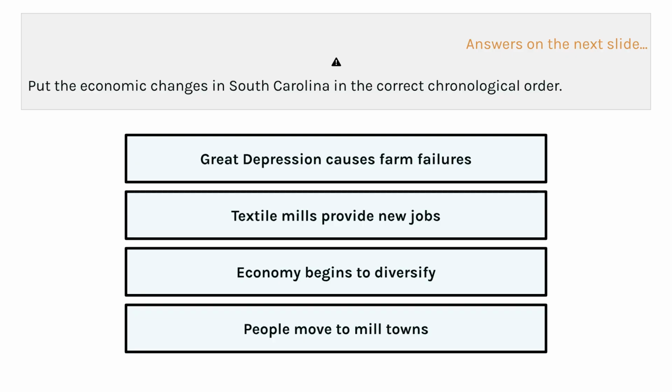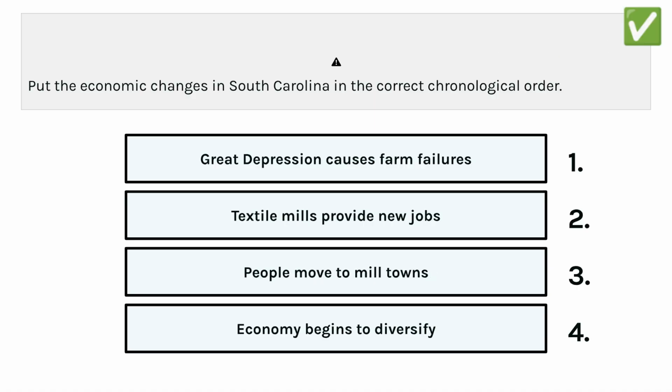Now let's put the major economic changes in South Carolina in the correct chronological order. Think about when each event occurred relative to the others. The correct chronological order is: 1. Great Depression causes farm failures. 2. Textile mills provide new jobs. 3. People move to mill towns. 4. The economy begins to diversify.